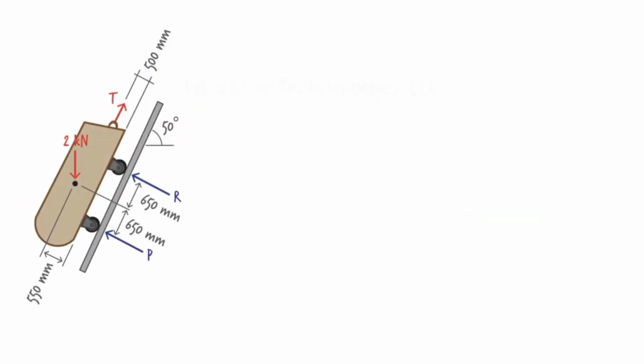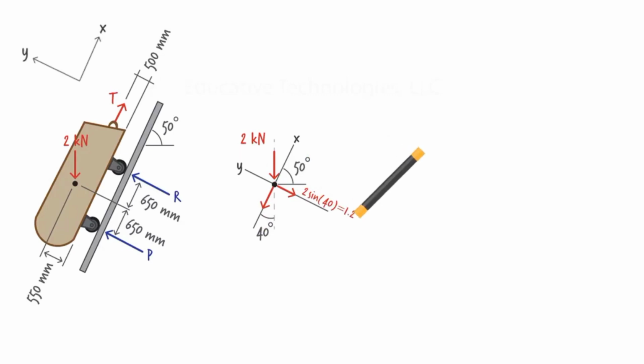Let's establish a convenient coordinate system. Let's define the x-axis along the inclined plane like this. So, except for the 2 kilonewton force, all the forces are acting in the x or y direction. We can rewrite that force in terms of its x and y components. Here is our coordinate system. Here is the 2 kilonewton force. It makes a 40-degree angle with the x-axis. So the y component of the force becomes 1.29 kilonewton, and its x component is 1.53 kilonewtons. Here is the revised free body diagram.